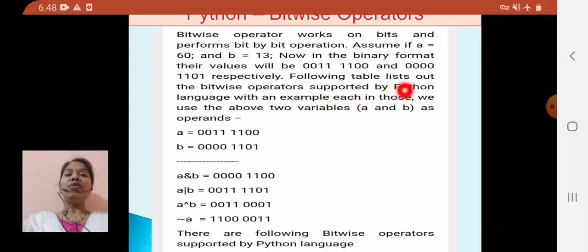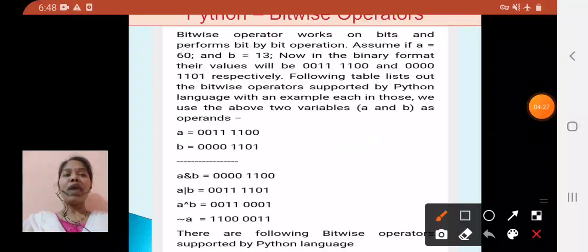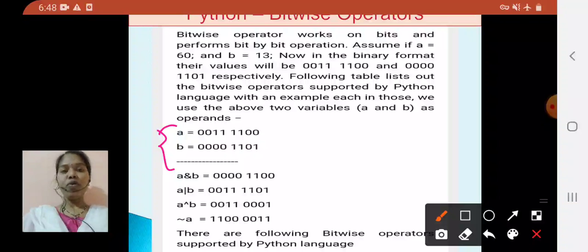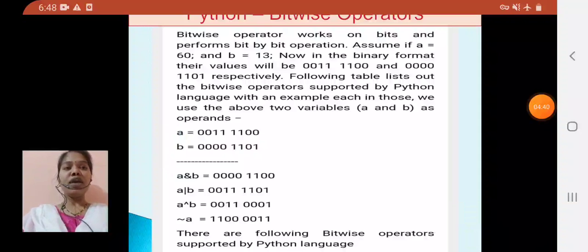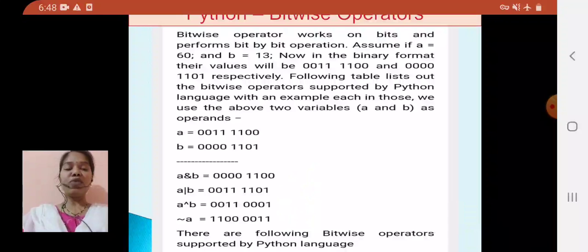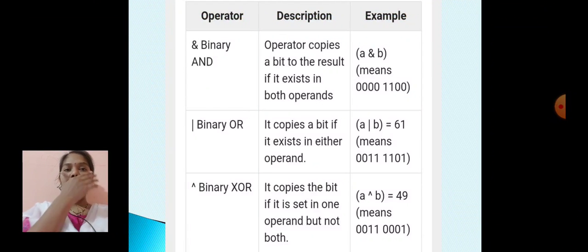The following table lists the bitwise operators supported by the Python language with an example of each. We use the above two variables a and b as operands. Okay, so here a and b both will act as operands. Whatever operations you have to perform with the help of the bitwise operators, we will see in detail. See, these are the final results of a AND b, a OR b, a XOR b, and negation of a. So there are basically different types of operators supported by the Python programming language. Let us discuss them one by one in detail. The very first is the binary AND, meaning the bitwise AND operator.